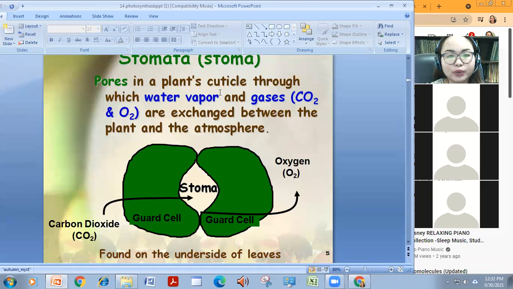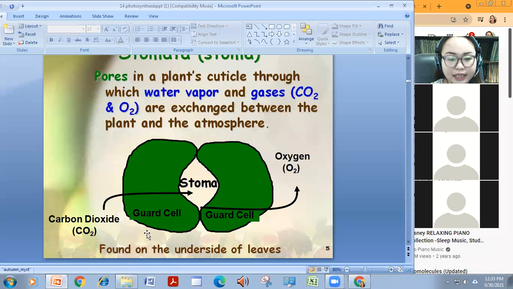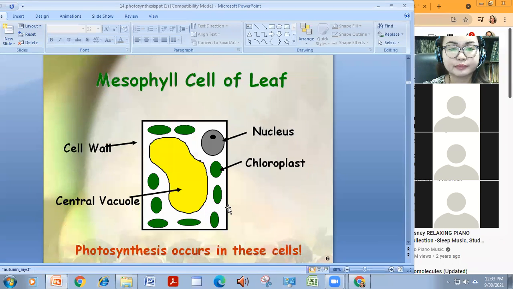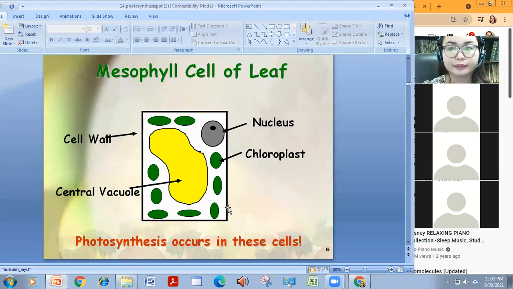It's actually a pore in a plant's cuticle through which water, gases, and oxygen are exchanged between plant and atmosphere. So kanina sa video nakita niyo paano yun nangyayari. And they are usually found underside of the leaves or nasa baba. Mas maraming stomata. And then this is the mesophyll cell. We have the cell wall, the central vacuole, the nucleus, and the chloroplast. So the photosynthesis occurs in these cells.